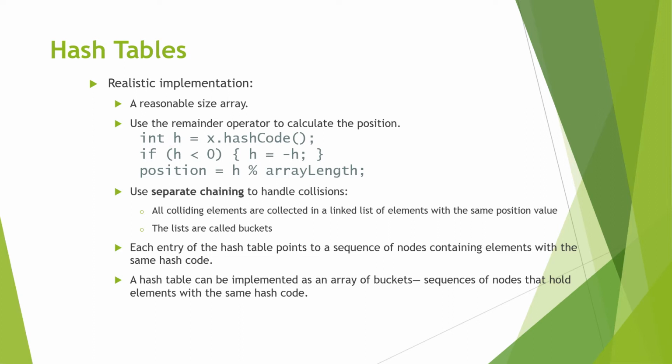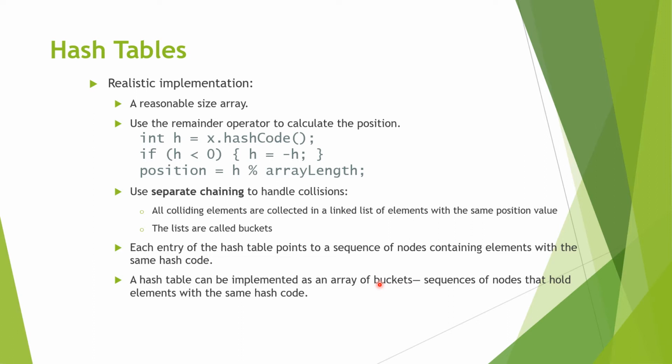So there are different definitions, but you understand the concept. When you want to have a reasonable size array, you need to divide the hash code by a number and find the remainder, and that remainder would be the position of that element in the hash table with a reasonable size. It's important to know that a hash table can be implemented as an array of buckets. So the way that we implemented it was an array of buckets.